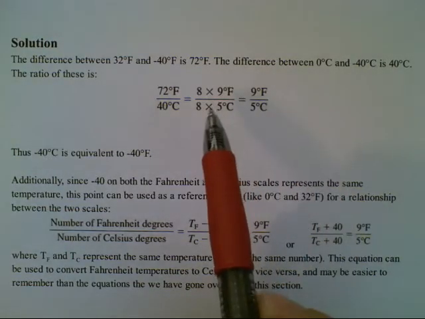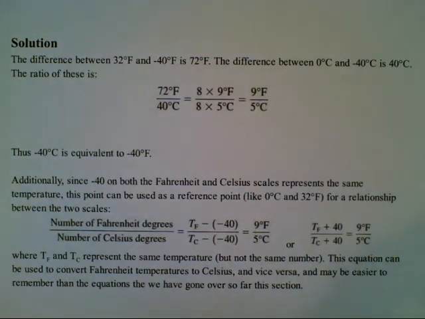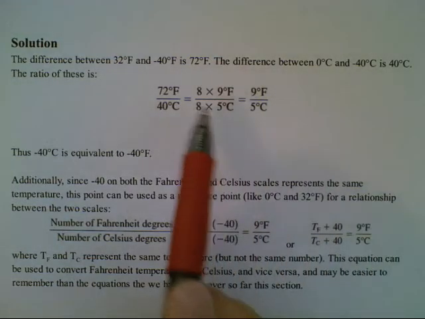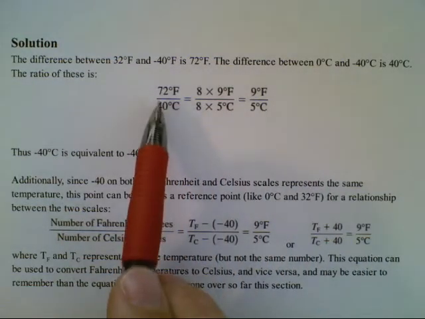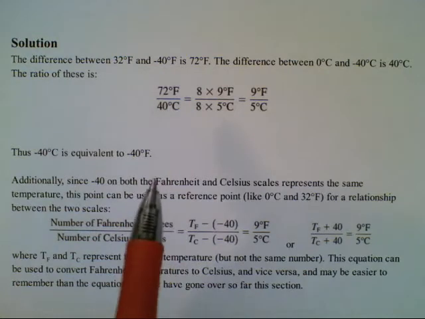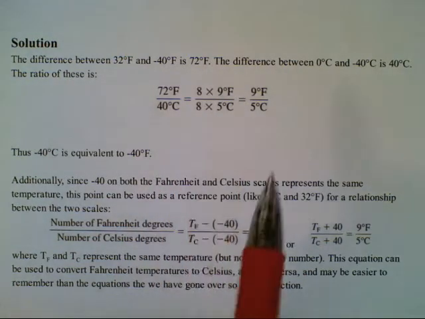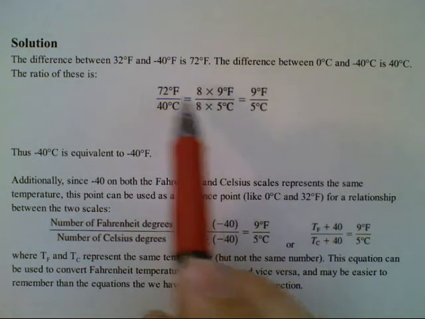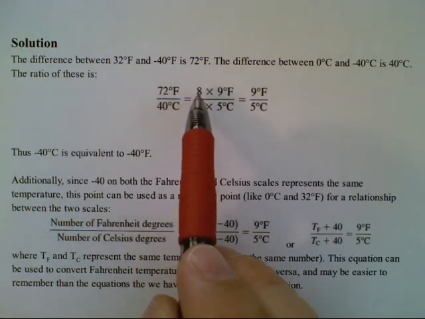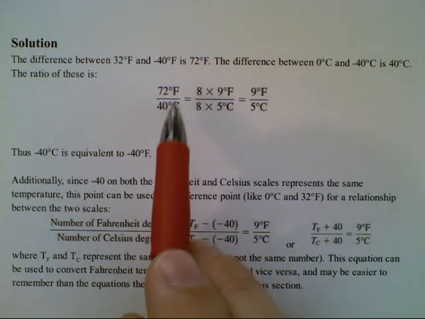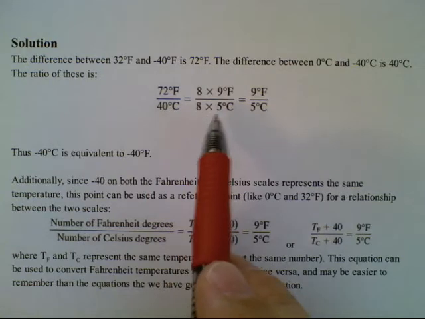Now, if you remember what factoring is, I can factor out of 72 and 40. I can factor out an 8, because 72 is nothing more than 8 times 9, and 40 is nothing more than 8 times 5.